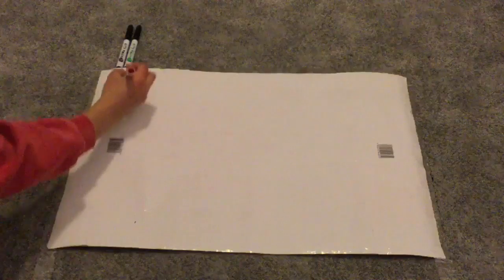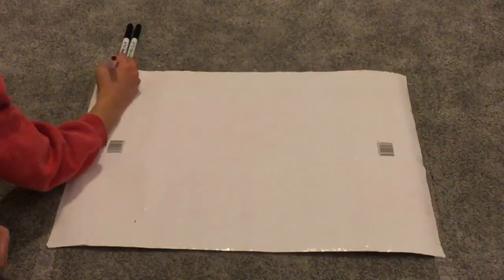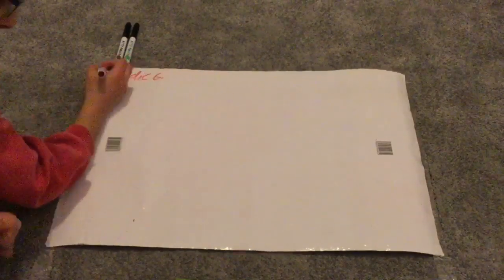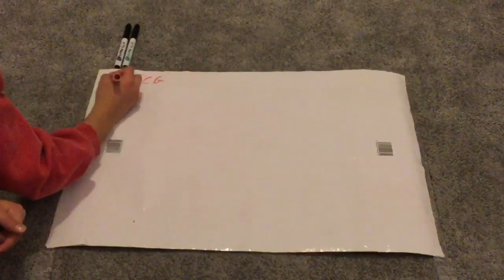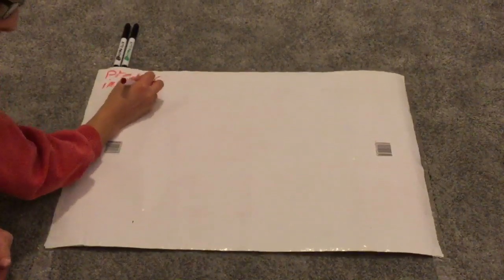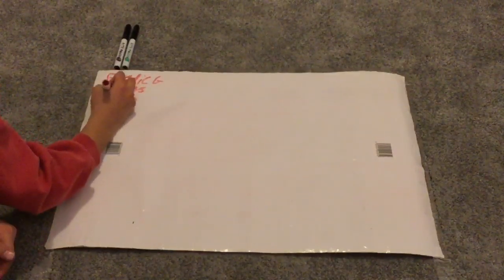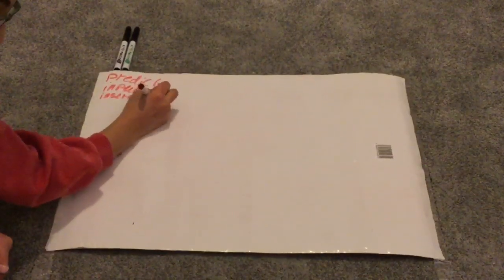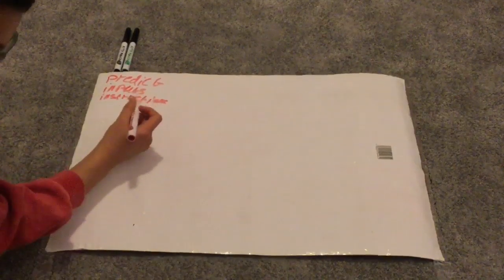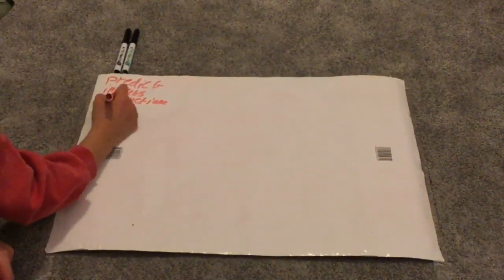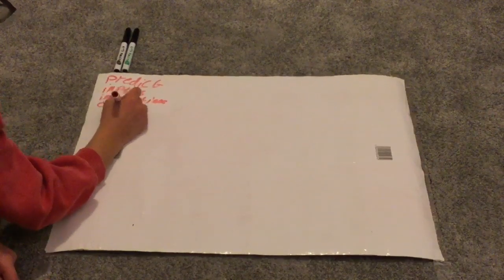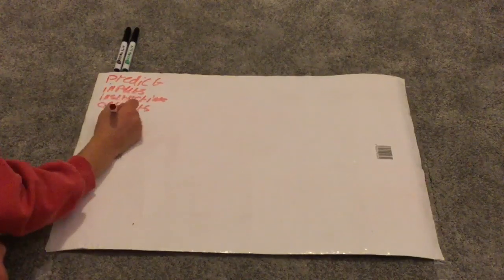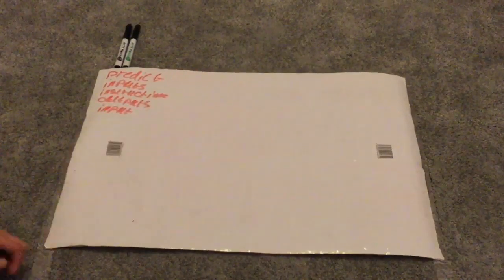So, okay, now we're going to write the words that I underlined. So, predict is the first one I underlined. Second one is inputs. Third one is instructions. Fourth one is outputs, and fifth one is input. So all these words have a meaning.